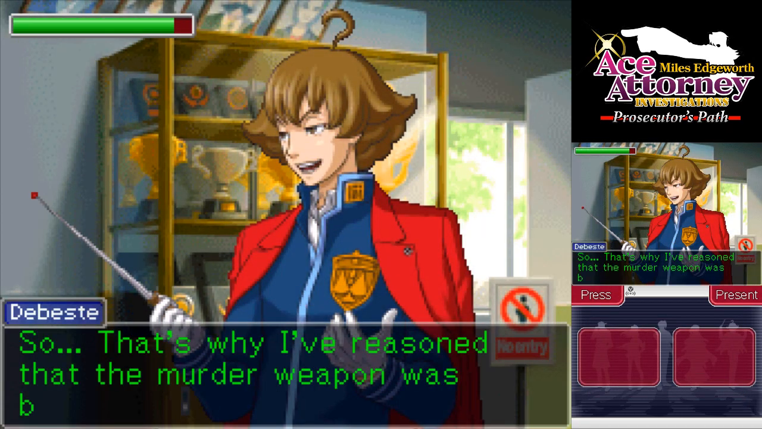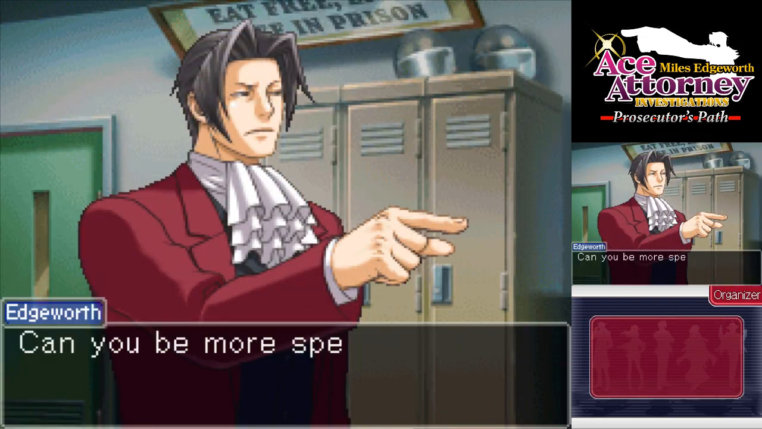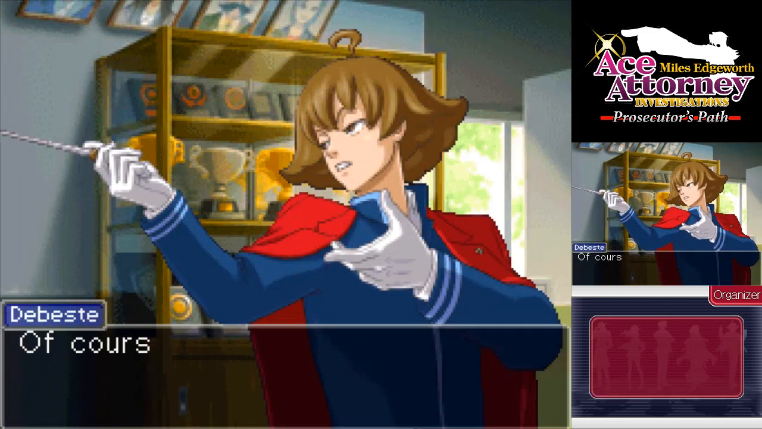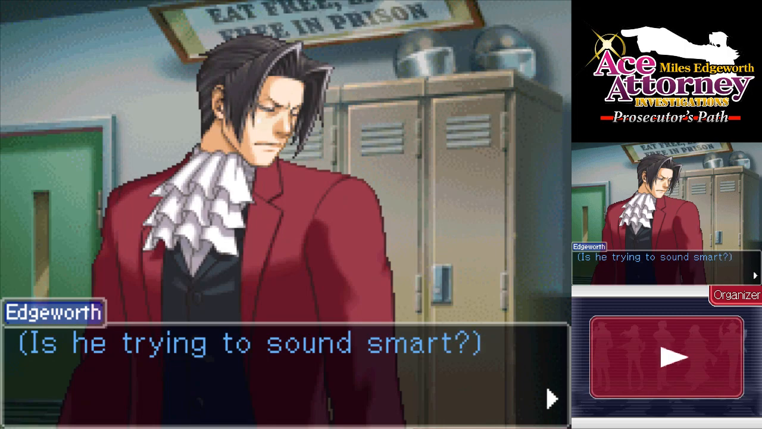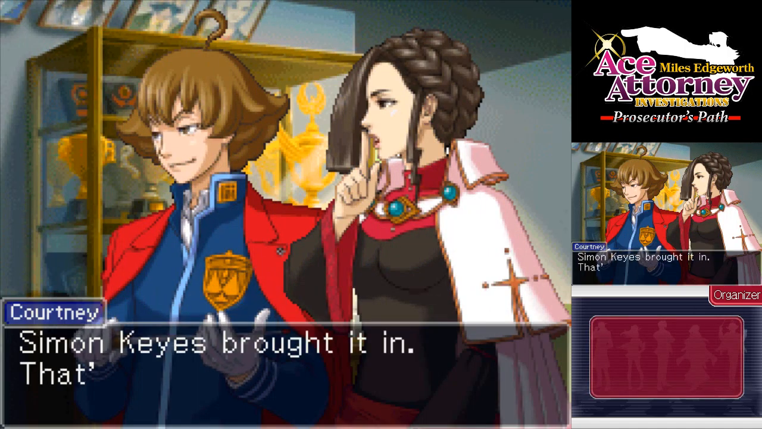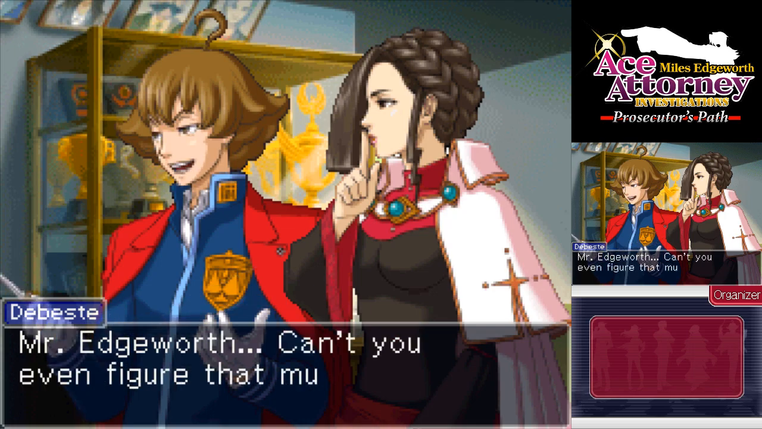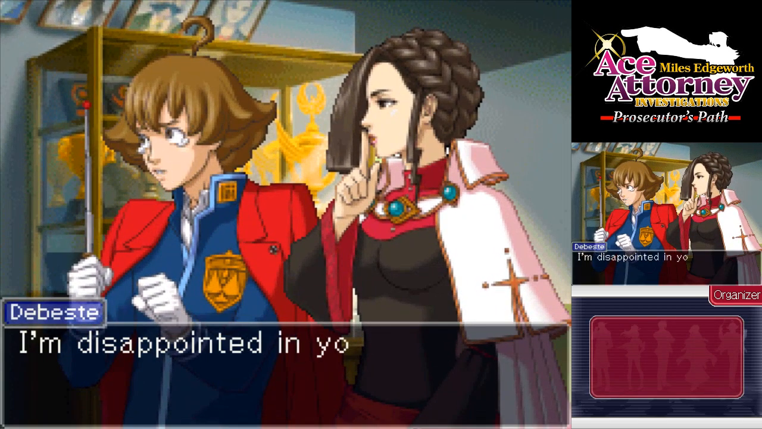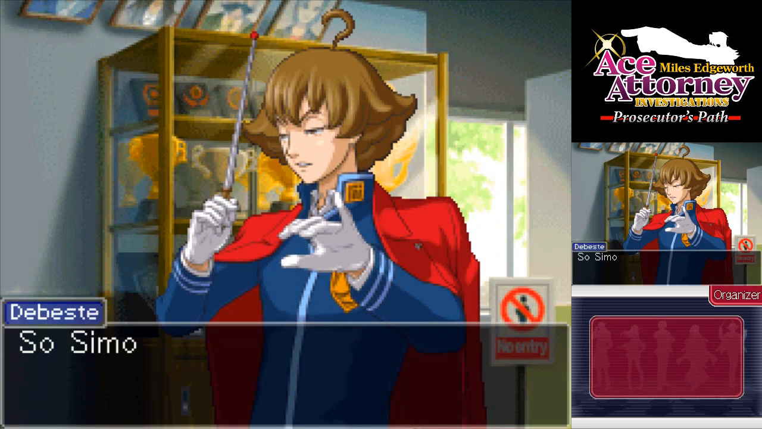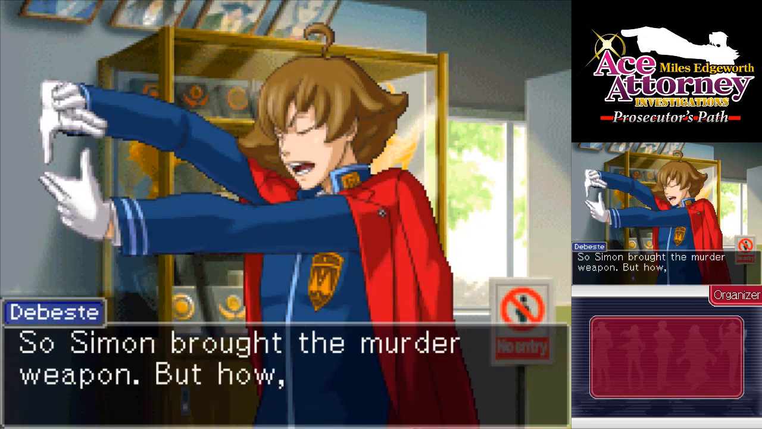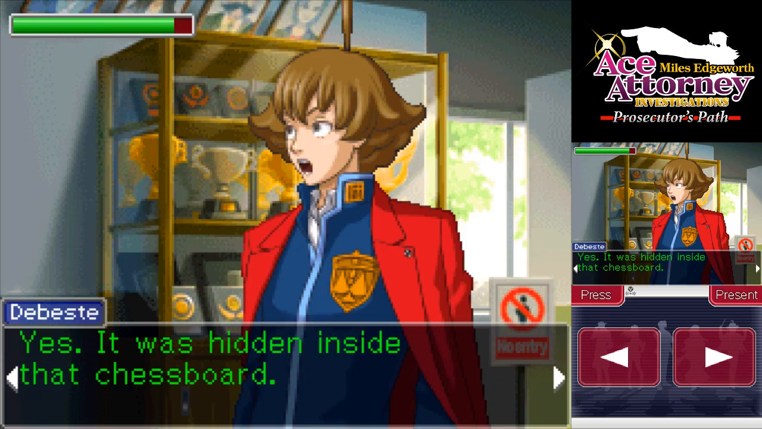So, that's why I've reasoned the murder weapon was brought in from the outside. Can you be more specific about where it came from? Of course I can! It didn't come from inside the prison! Is he trying to sound smart? Simon Keyes brought it in. That's what we meant. Mr. Edgeworth, can't you even figure that much out? I'm disappointed in you! And you've disappointed me from the start. So Simon brought the murder weapon? But how, you ask? Yes, it was hidden inside the chessboard.